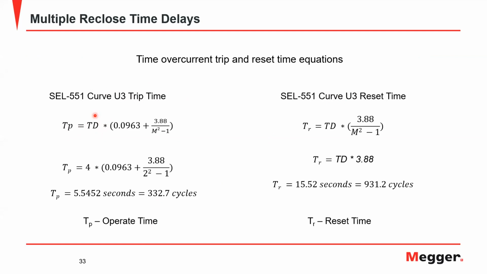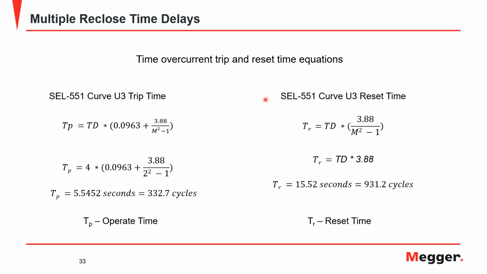And it's actually done by turning a dial, and that dial is graduated 1 through 10. So it's called the time dial. Then the equation also takes into account the square of the multiple of pickup currents put onto the relay. So what we'll be testing today has a time dial of 4, and I'm just going to be putting on a 2 times multiplier, and that comes out to 333 cycles for predicted trip time, and we'll actually see that take place.